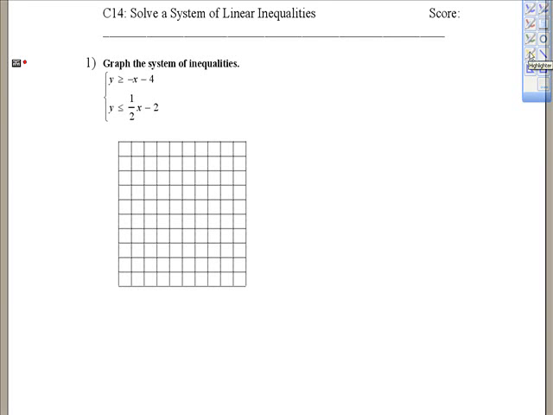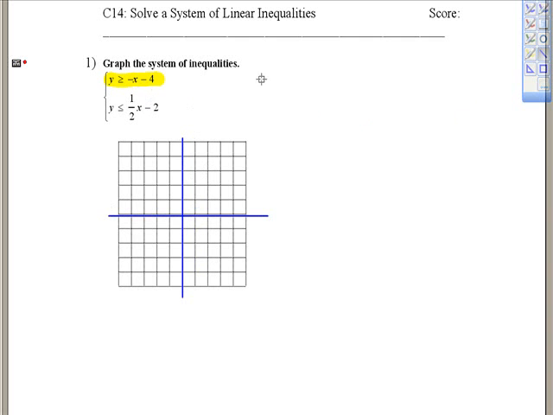We're going to graph the system of inequalities. So the first one is y is greater than or equal to negative x minus 4. On this one, I just decided to let my x and y axis take the middle here, because there seemed like plenty of room to deal with these coordinates that they gave us.